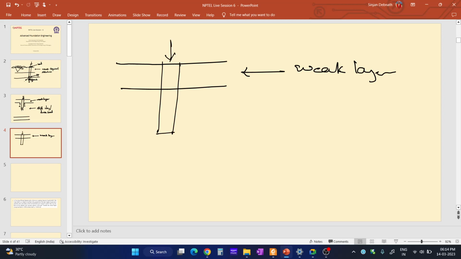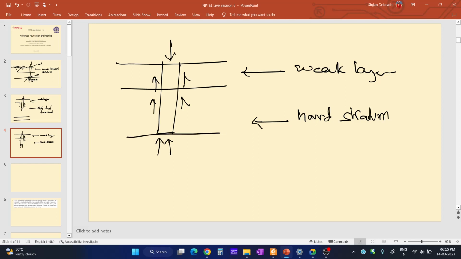and superstructural load is acting on top of the pile head, and along the length of the pile, soil is providing skin friction. Since this is the hard stratum, end bearing will also be involved. Load will also be transferred to the soil underneath the pile via end bearing resistance.